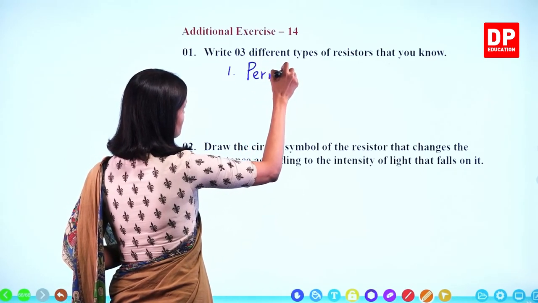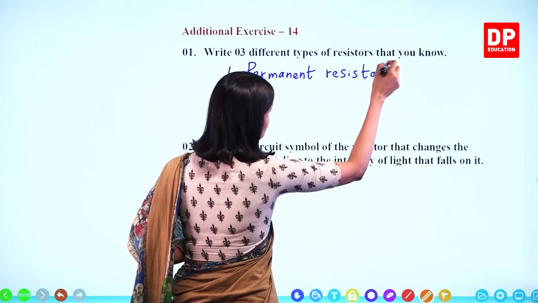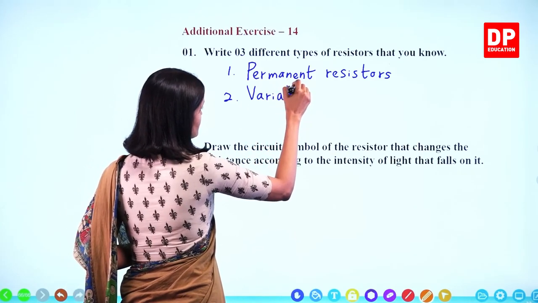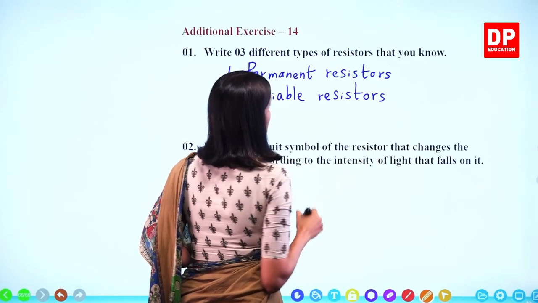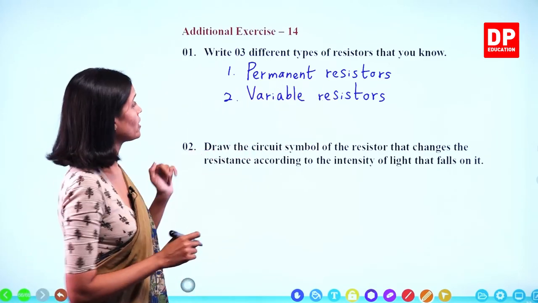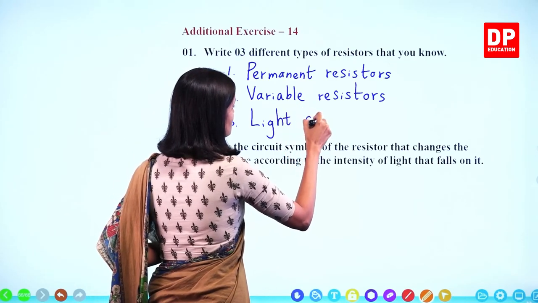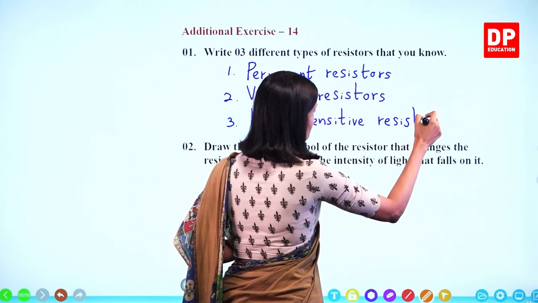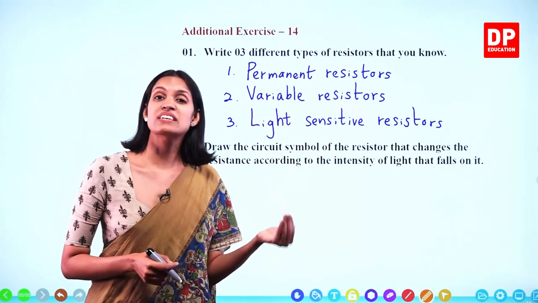Permanent resistors. We can't change the resistance. Number two, variable resistors, where the resistance can be changed. You remember we learned about rheostat as an example for variable resistors. Number three, light sensitive resistors. So according to the amount of light that falls onto the resistor, the resistance changes.